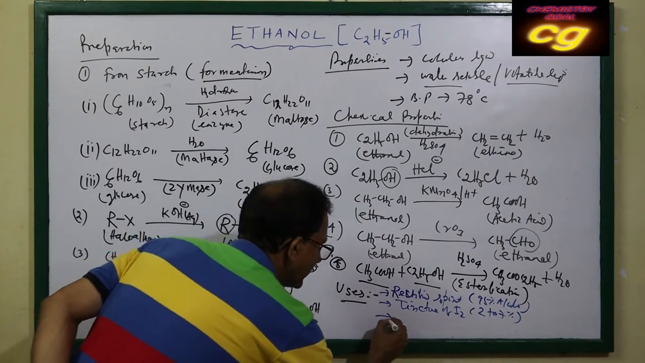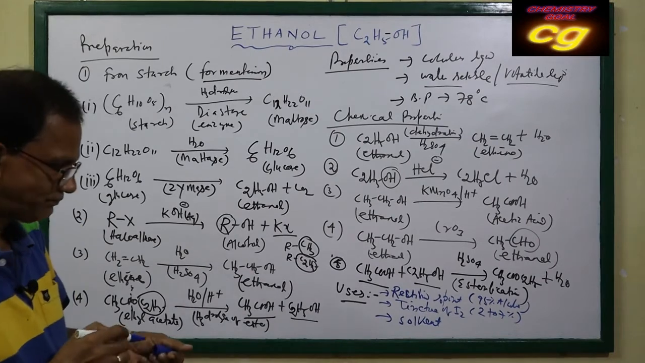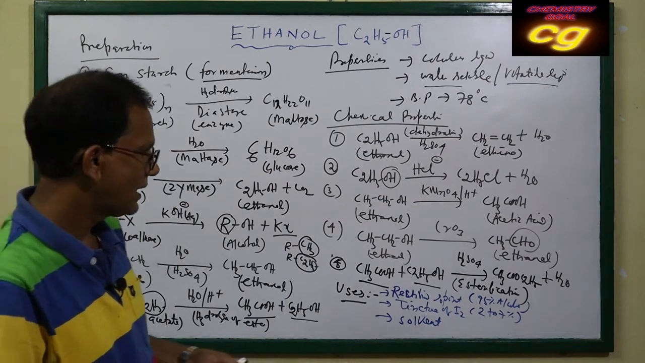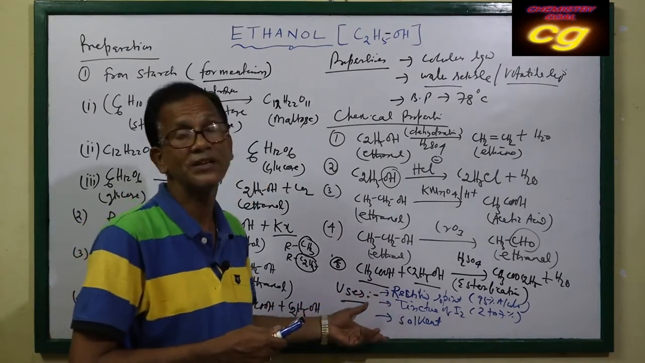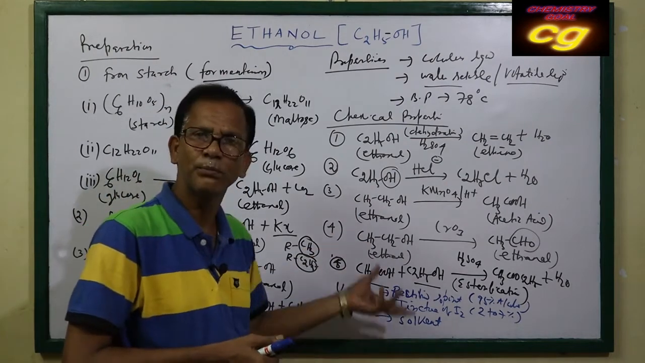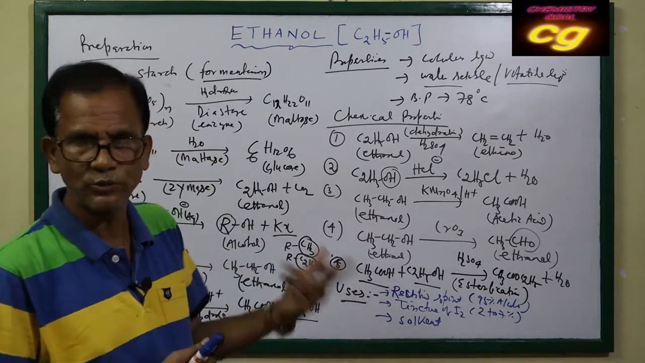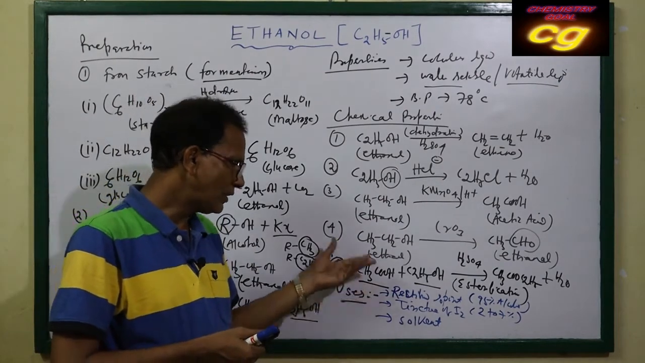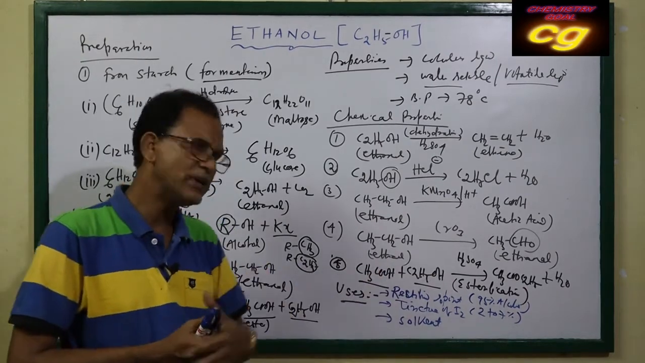Ethanol is also used as a solvent, an organic solvent. And it is also used in the preparation of other organic compounds. Ethanol is also called fuel alcohol because it is also used as spirit. Spirit means for burning as a fuel. And if you mix ethanol with petrol, it is an ideal fuel. So ethanol is also called fuel alcohol. It is also named rectified spirit.